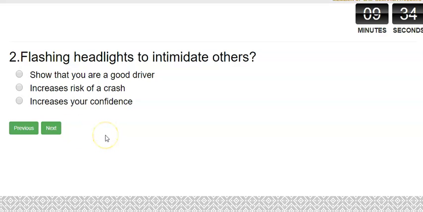Okay, flashing headlights to intimidate others shows that you are a good driver. Increases the risk of a crash. Increases your confidence. I would say it increases the risk of the crash.